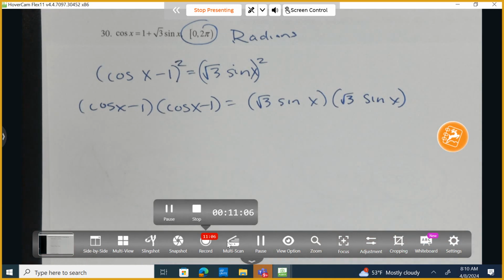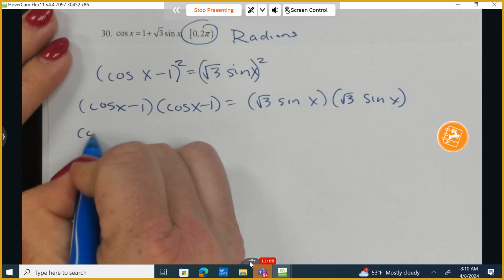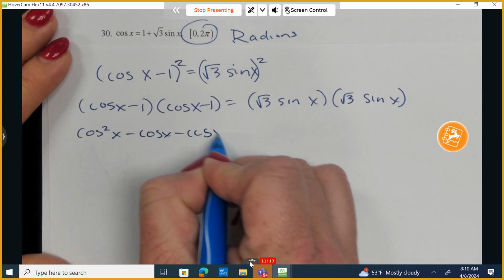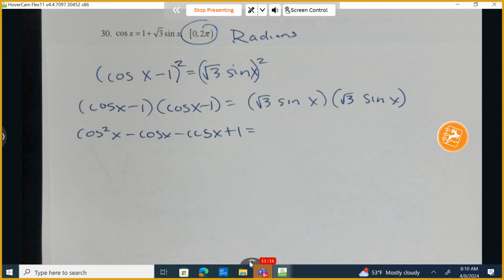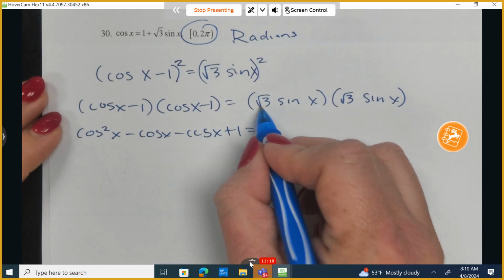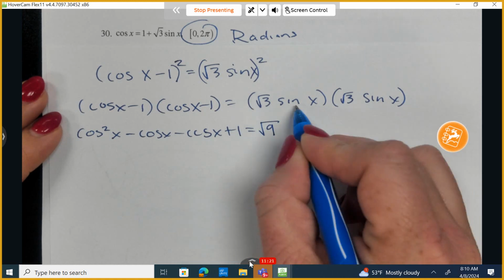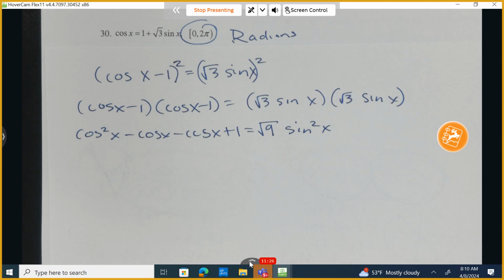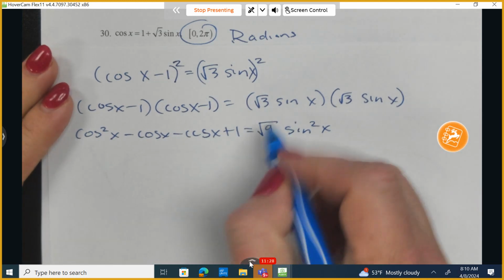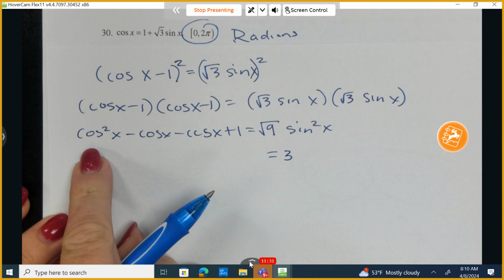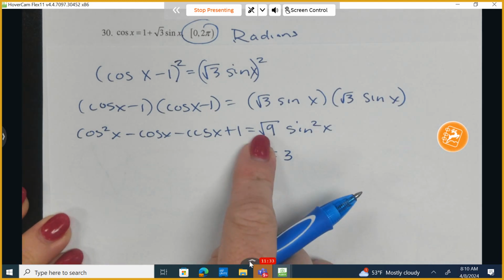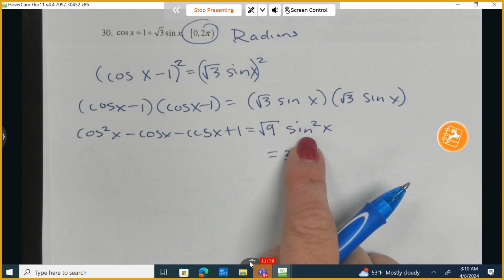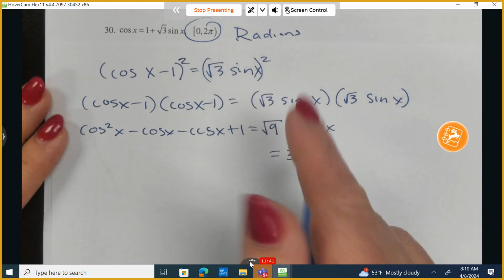All right, now on the left-hand side, I'm going to FOIL. So I'm doing the front, the outside, the inside, and the last. On the right-hand side, square root of 3 times the square root of 3 is the square root of 9, and sine times sine is sine squared. Now, I know that the square root of 9 is 3. And by the way, can everybody see how we have all cosines here? Yes? These would not be easy to switch, but I could easily switch sine squared into a cosine. And that's the reason why I even squared this.